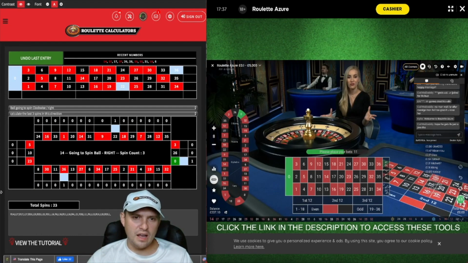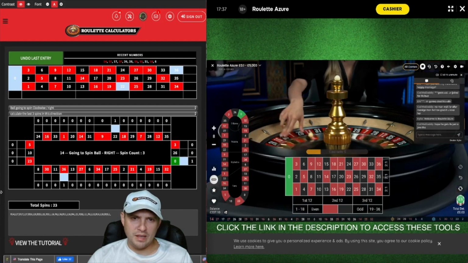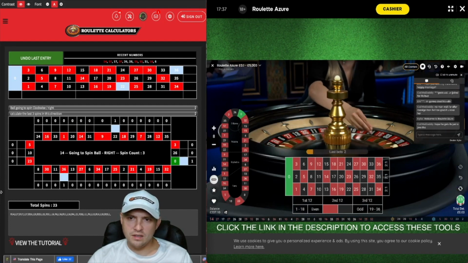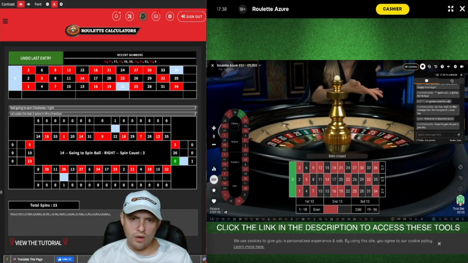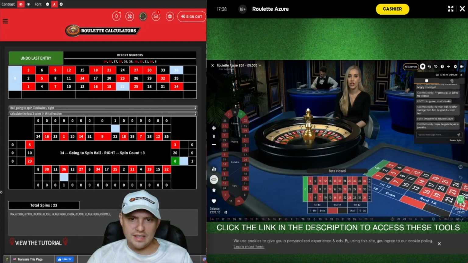And as you can see, the numbers are fairly spread out again. So this isn't really interesting to put a bet on for me. It's a bit risky. So I hold fire.